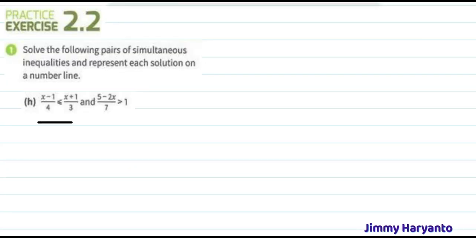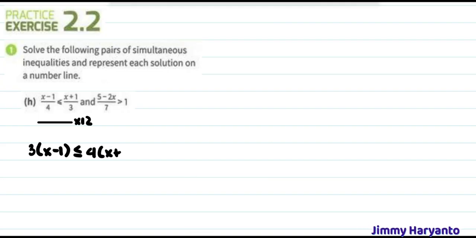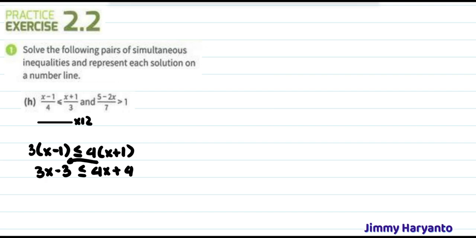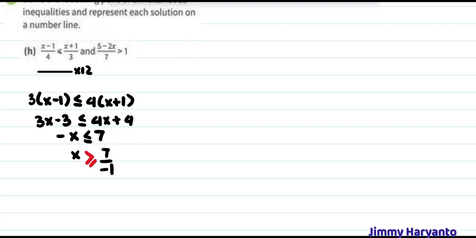And then question 1h. For question 1h, I want to multiply this one by 12. So 12 divided by 4 equals 3 times x minus 1, less than or equal to 12 divided by 3 equals 4 times x plus 1. So this one is 3x minus 3 less than or equal to 4x plus 4. And then I will move this 4x to the left hand side. 3x minus 4x equals negative x, less than or equal to 4 plus 3 equals 7. And then 7 divided by negative 1. Because we do the division of negative numbers, it will become greater than. So the final answer is x greater than or equal to negative 7.